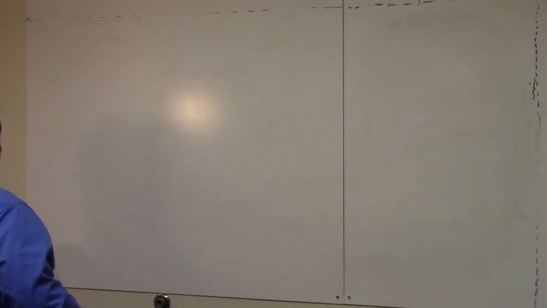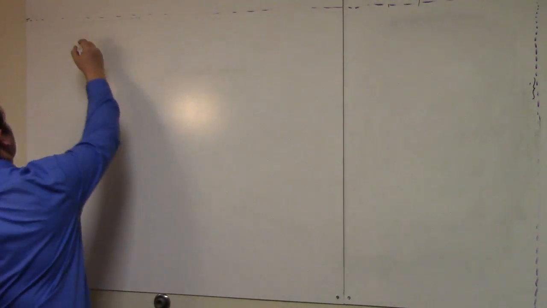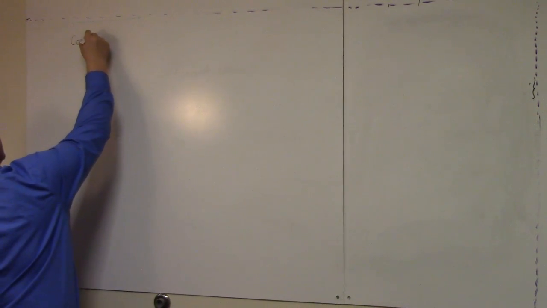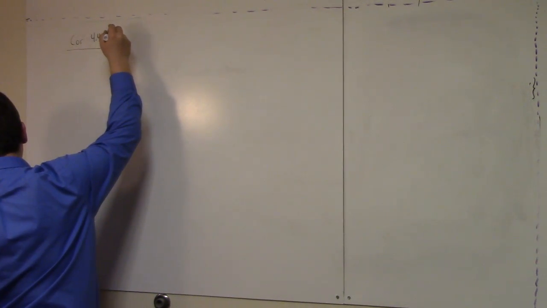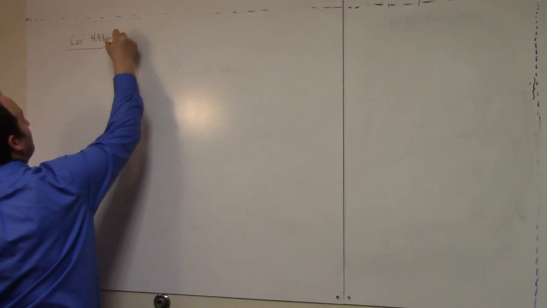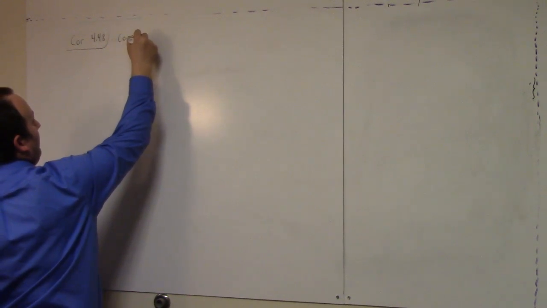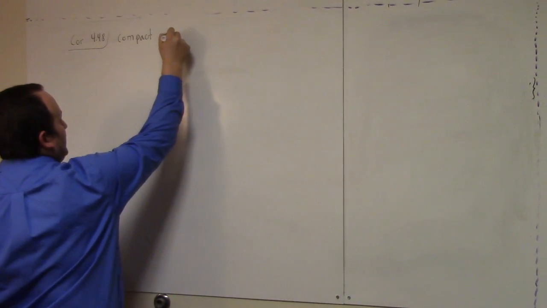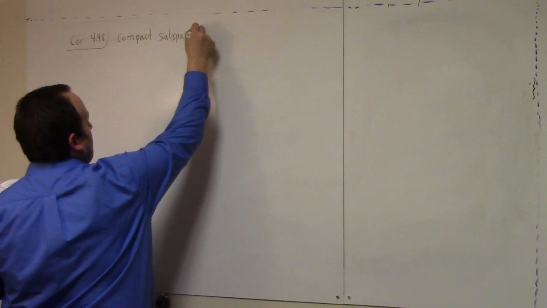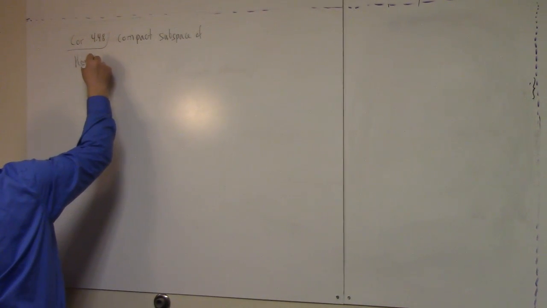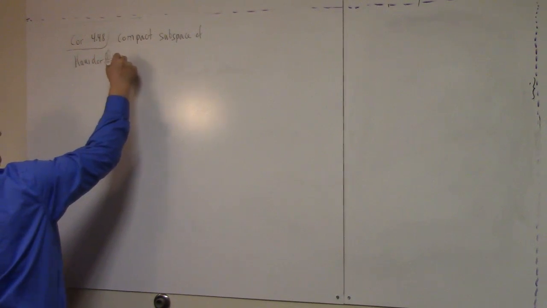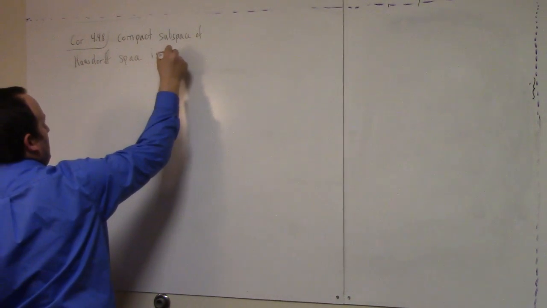All right, let me move along here. Corollary 4.48: any compact subspace of a Hausdorff space is closed. A compact subspace of a Hausdorff space is closed.